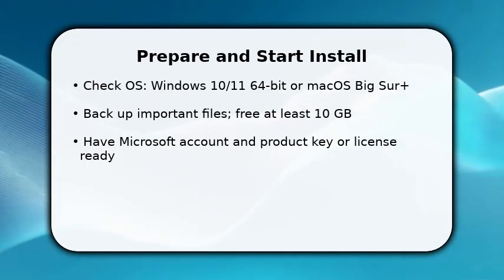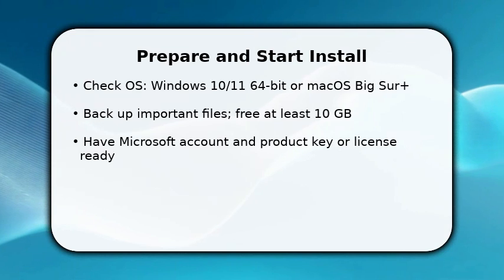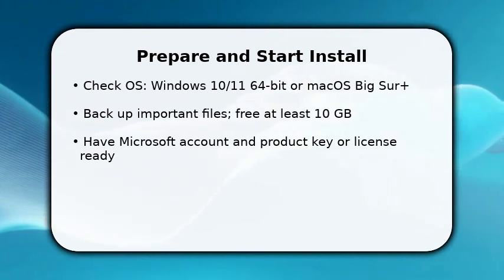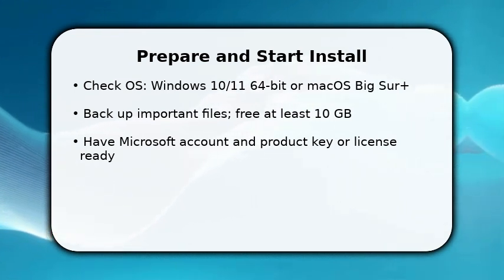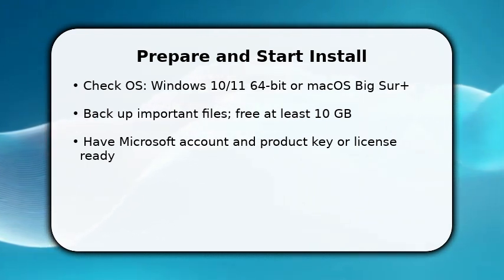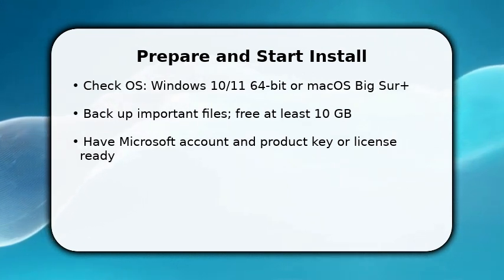You begin by confirming prerequisites and taking action immediately. Verify your system meets Office 2021 requirements and free up at least 10 gigabytes. This prevents interruptions. Sign into your Microsoft account or locate the product key your license provided because you need it for activation. Once done, download the official Office 2021 installer from your Microsoft account portal.